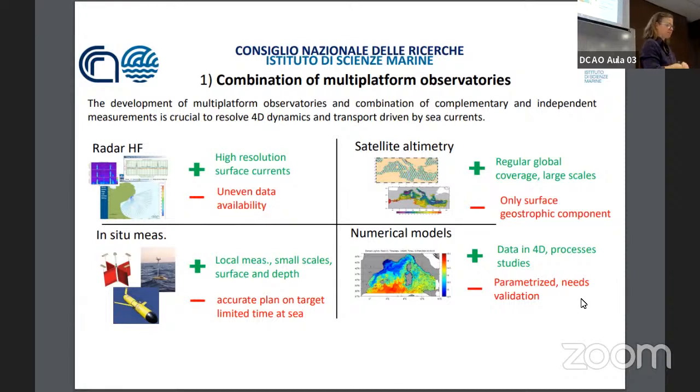description of the dynamics. And so numerical models can help to interpret all the combination of the platforms. So we get data in 3D and the variability in time as well. We can use models also for specific process studies. And on the other hand, numerical models need very much observation for validation and for parameterization and to be initialized for a proper simulation.